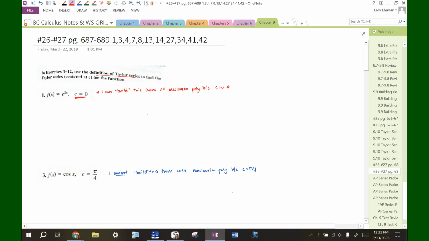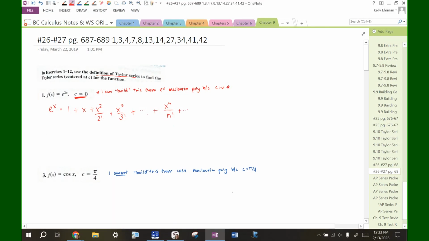So remember, we have memorized some of these Taylor series for some of these functions like e to the x. So you should know that e to the x is, I'm just going to expand out a few terms here, 1 plus x plus x squared over 2 factorial plus x cubed over 3 factorial plus dot dot dot plus, and then in general, it's x to the n over n factorial, and that goes on forever.